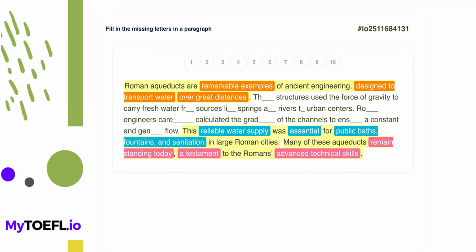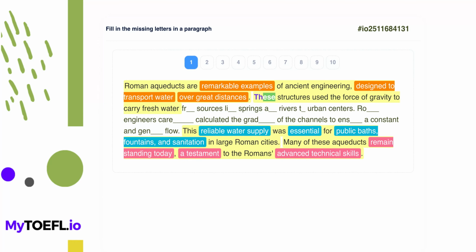Now let's return to the text and solve the first blank. Blank structures use the force of gravity to carry fresh water. The question provides the letters T and H and contains 3 missing spaces. We need a word that starts with the given letters and refers back to the Roman aqueducts mentioned in the previous sentence. Grammatically, we need a demonstrative adjective here because it points to the noun structures. Since structures is plural, the correct word must be the plural form. Therefore, the answer is these.